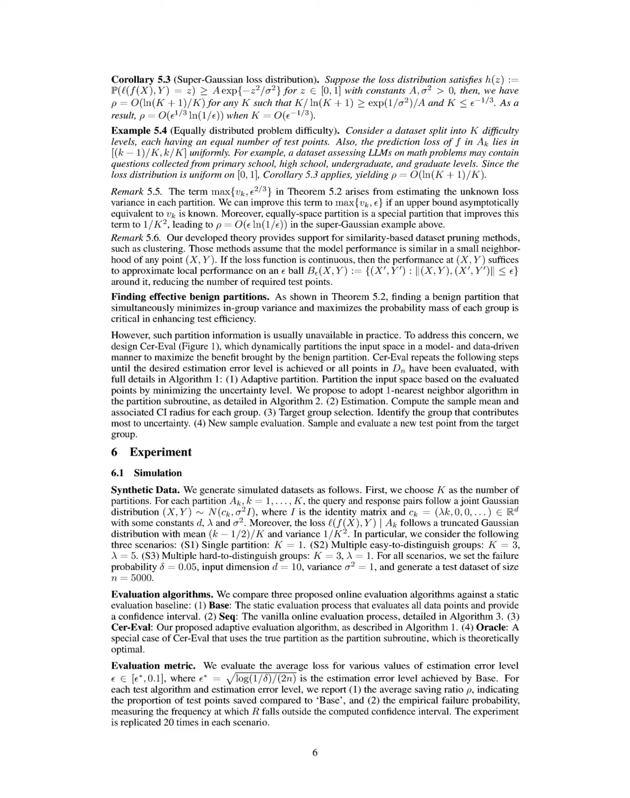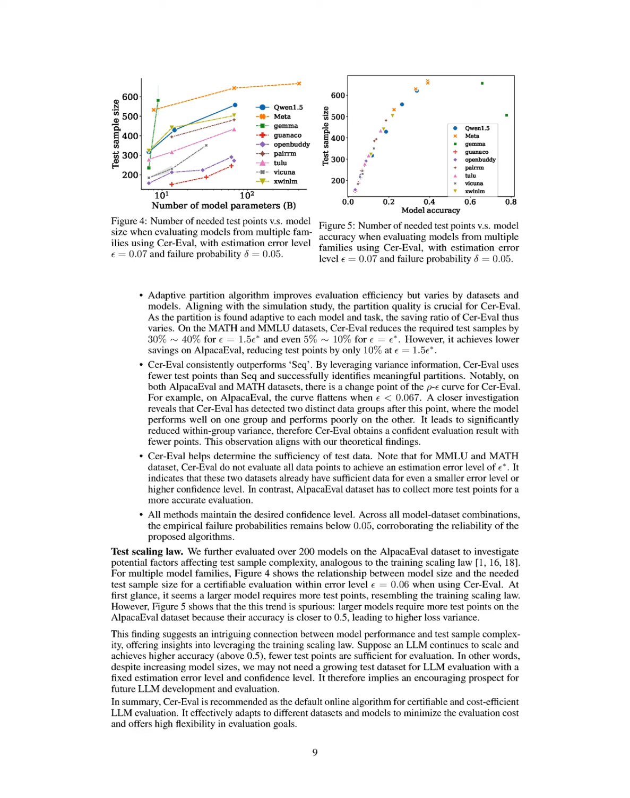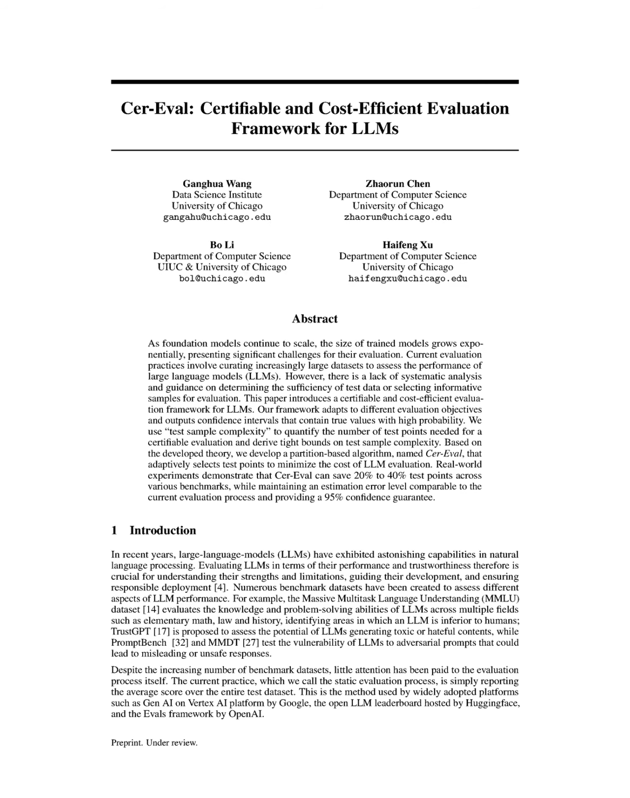The evaluation metrics used include the average saving ratio, which indicates the proportion of test points saved compared to the BASE method, and the empirical failure probability, measuring the frequency at which the estimated performance falls outside the computed confidence interval. Results show that Cer-Eval significantly reduces the required test samples by up to 96% on MMLU and math, while maintaining a zero empirical failure probability across all datasets, confirming its reliability and efficiency. Additionally, the experiments highlight the importance of partition quality as Cer-Eval adapts to the model and dataset, leading to improved evaluation efficiency.